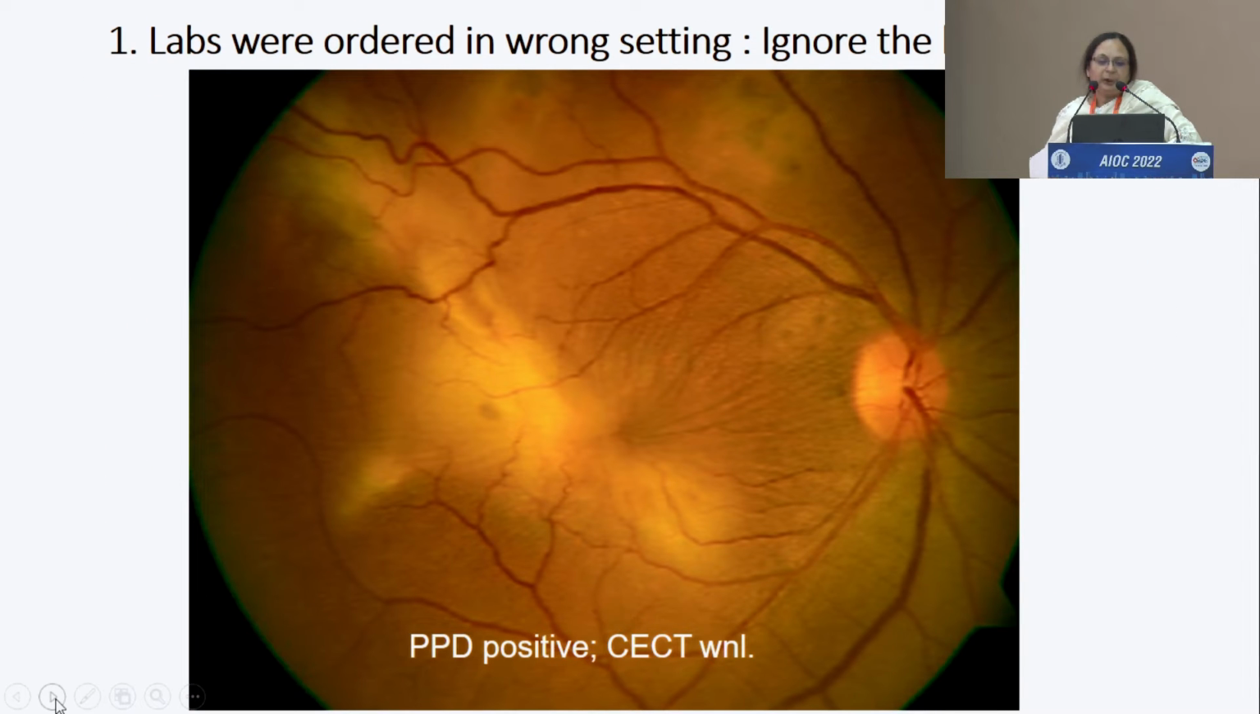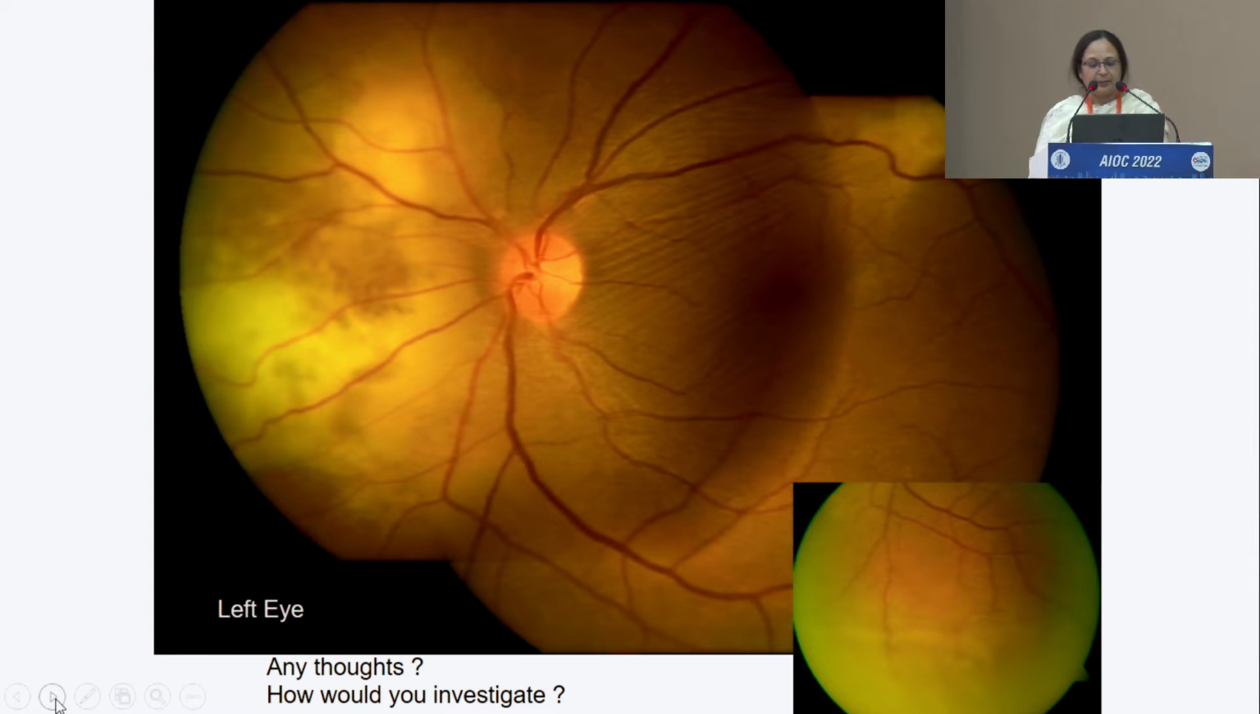How do you go about it? The first example is the labs were ordered in a wrong setting. Now this is a patient who first presented to our colleagues in private practice. The patient was ordered a test for TB. PPD came out to be positive. So the patient was started on anti-TB drugs with steroids. But when they gave steroids and anti-TB drugs, there was no response.